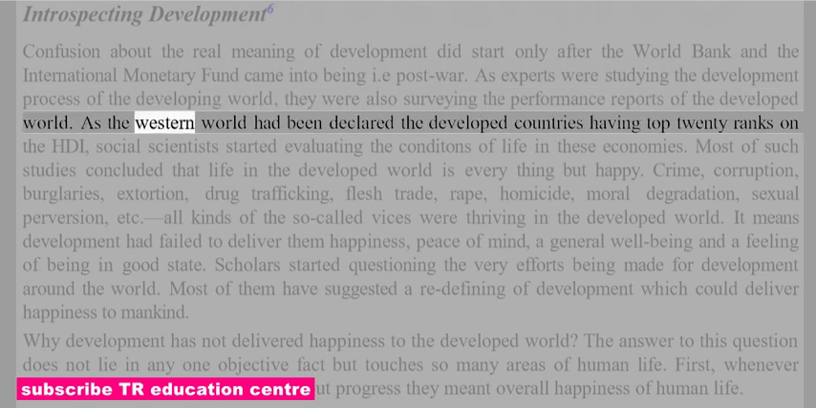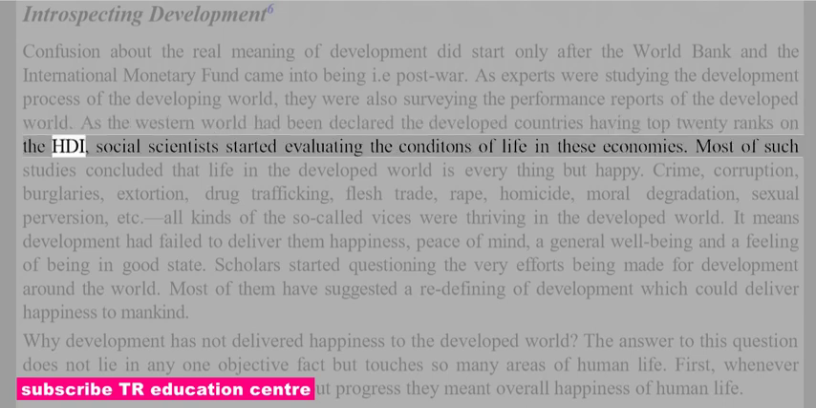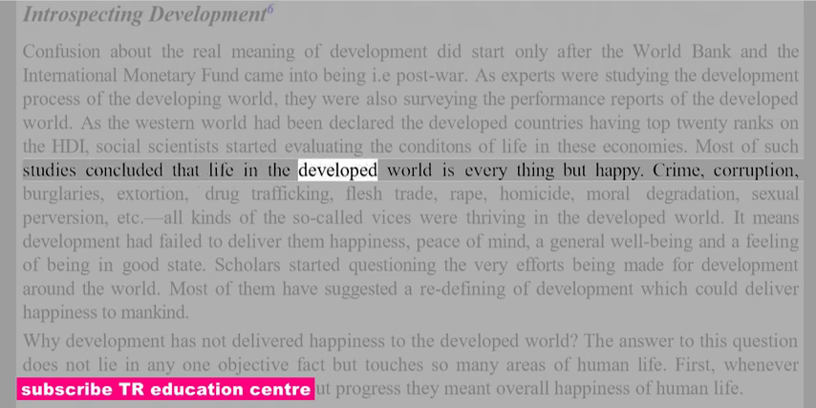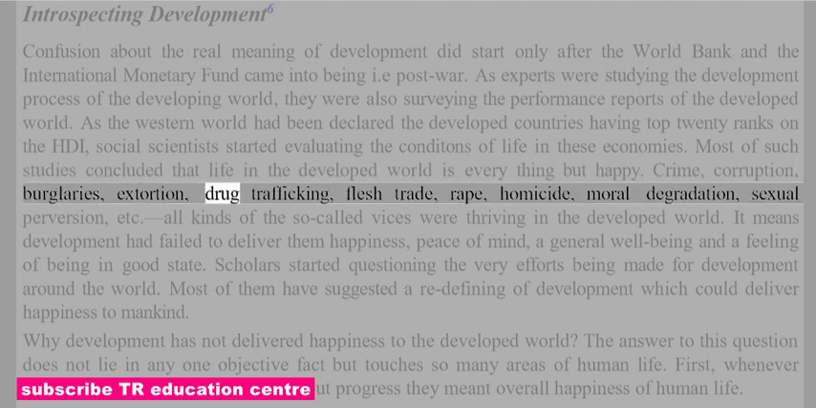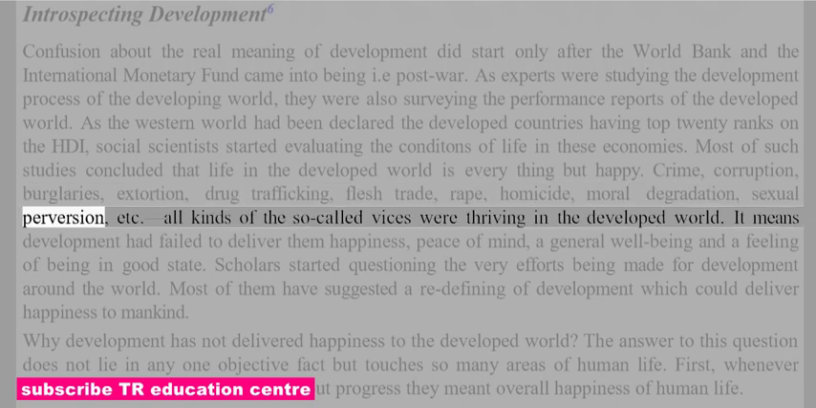As the Western world had been declared the developed countries, having top 20 ranks on the HDI, social scientists started evaluating the conditions of life in these economies. Most of such studies concluded that life in the developed world is everything but happy. Crime, corruption, burglaries, extortion, drug trafficking, flesh trade, rape, homicide, moral degradation, sexual perversion, etc.